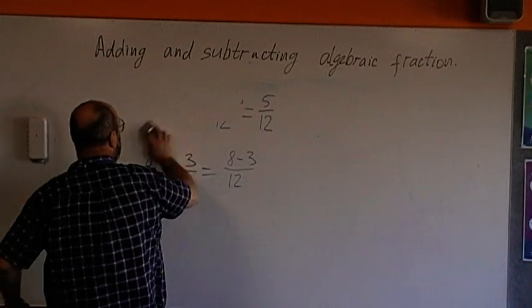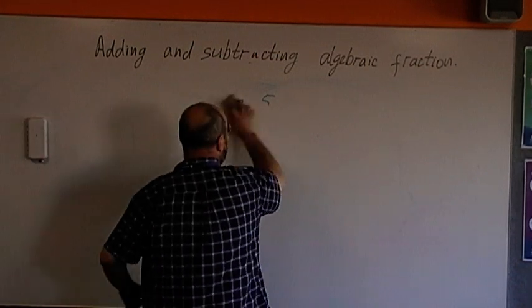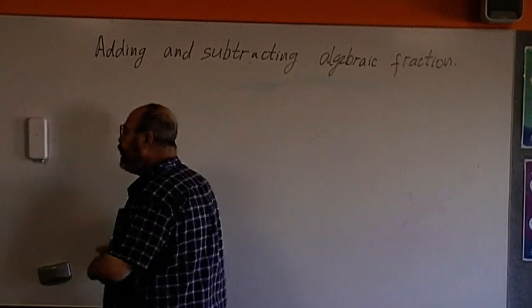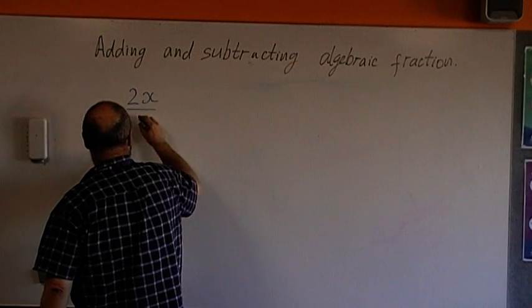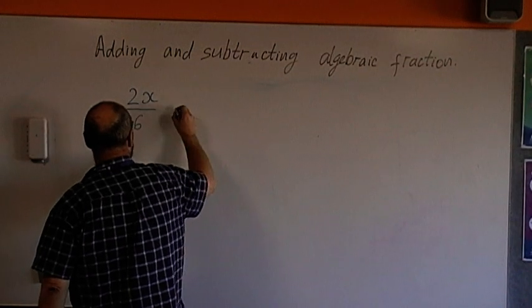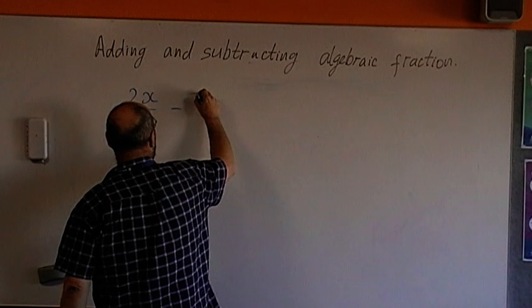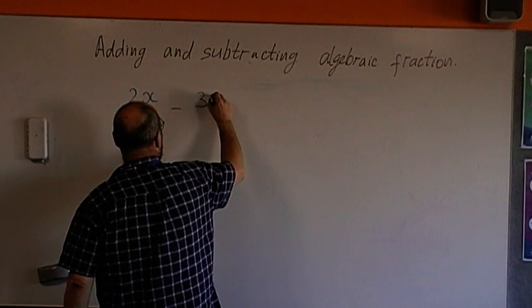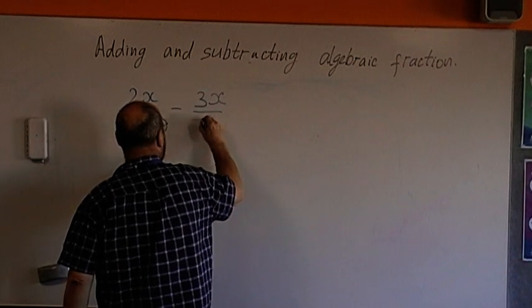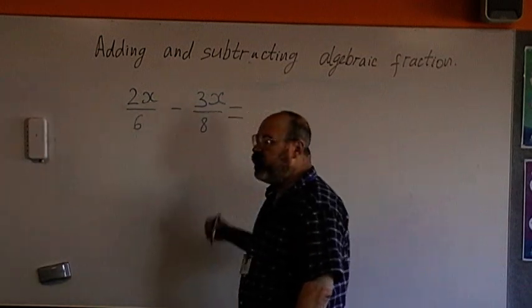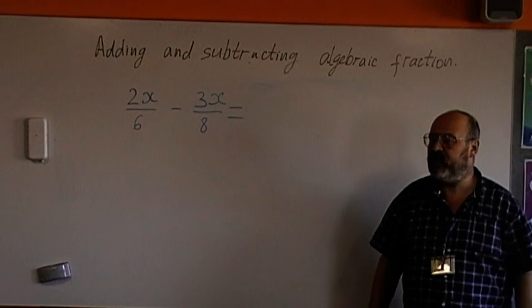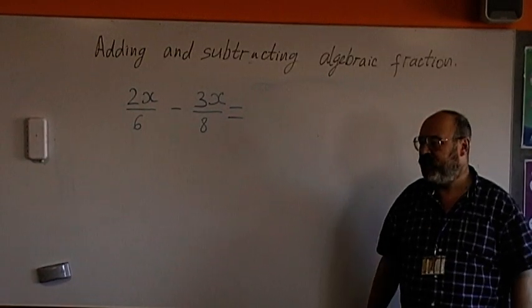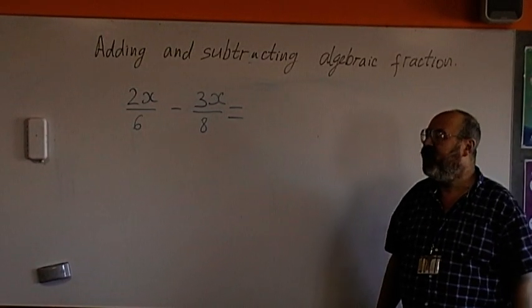So, with algebraic fractions, it's done in exactly the same way. Let's say we have 2x over 6 minus 3x over 8. What will be the common denominator? What is the lowest common multiple between 6 and 8? 24.